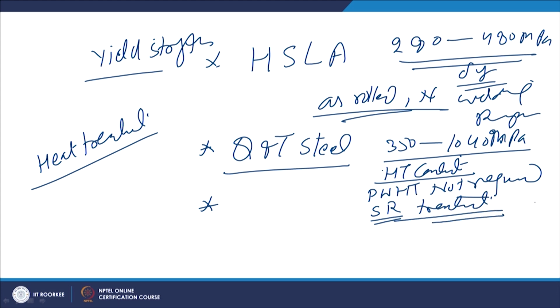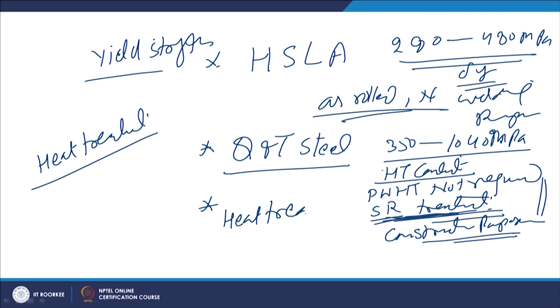Since PWHT mostly is not required, these are mostly used for construction purposes, where heavy structures are to be made. QNT steels are used because subsequently they do not require extensive PWHT for enhancement of mechanical properties, but sometimes stress relieving is needed in order to reduce the residual stresses. Then there are heat treatable steels.